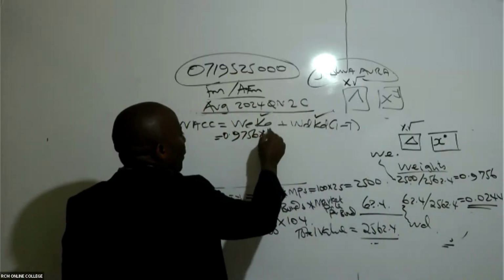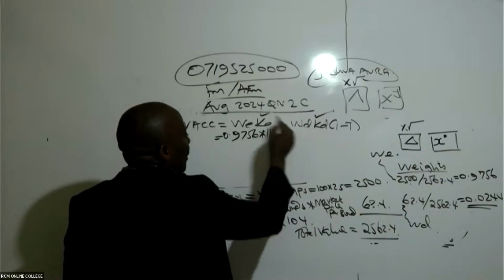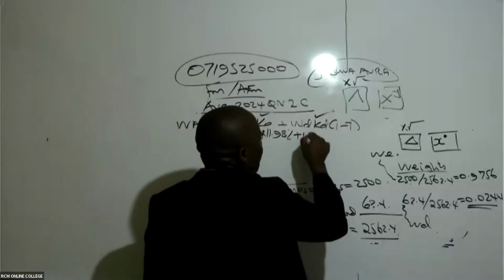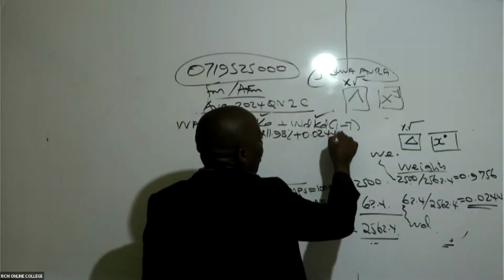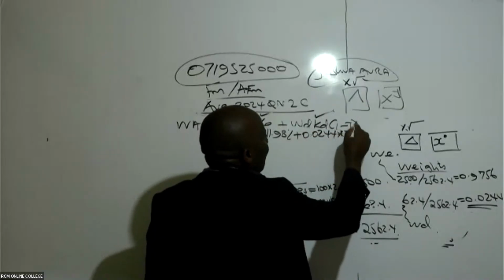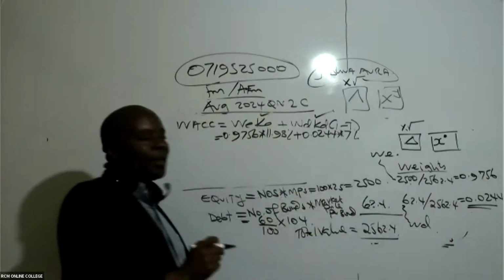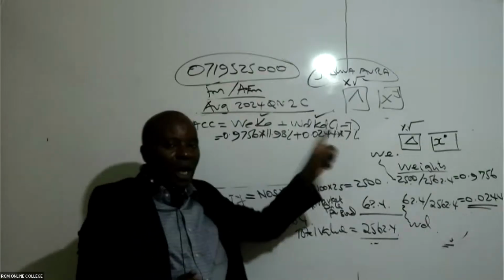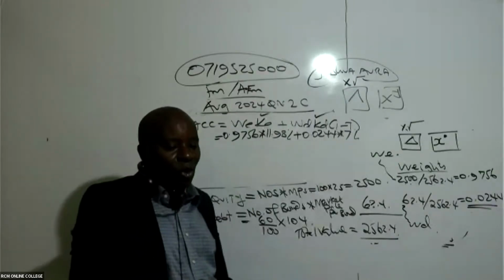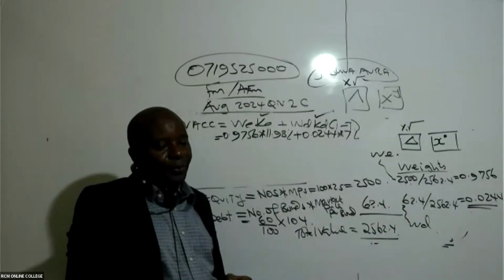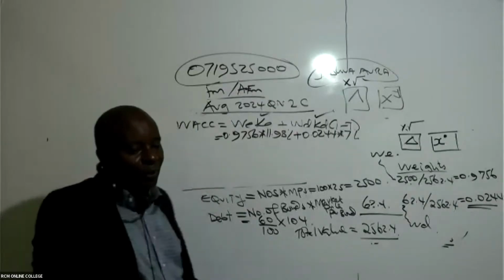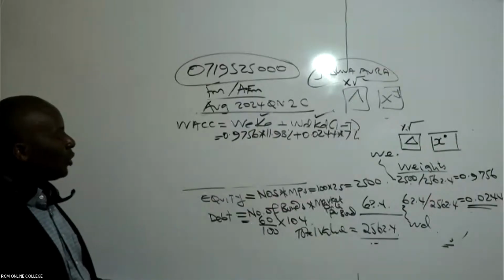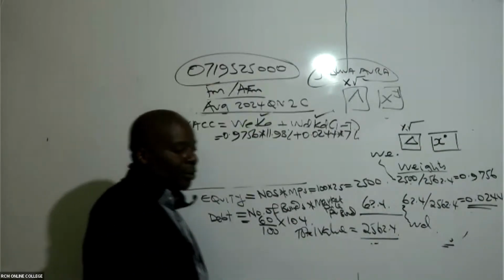0.9756. Cost of equity, we got 11.98%. Weight of debt, ladies and gentlemen, is 0.0244. Cost of debt is 7%, and don't adjust it for tax, because they gave us cost of debt after tax. So is there somebody now who is able to give us this answer for WACC?